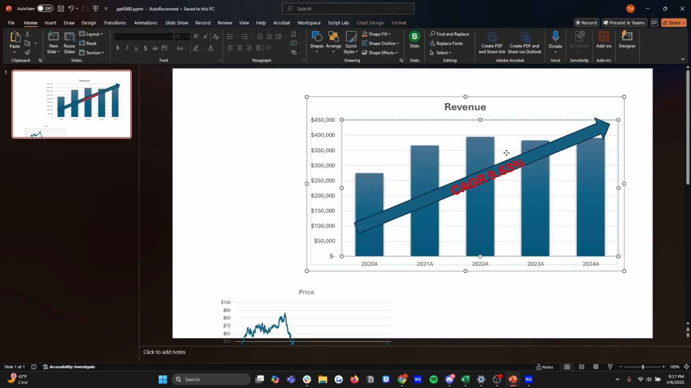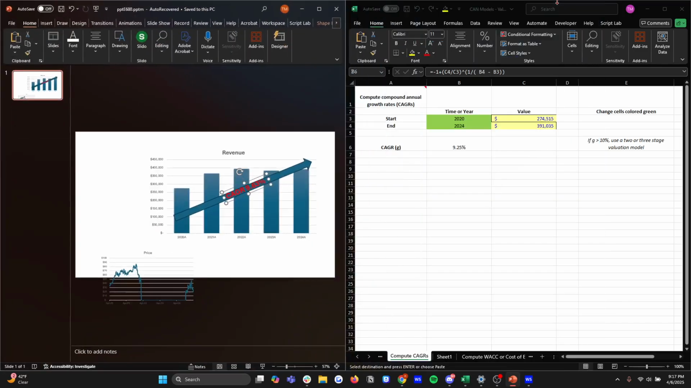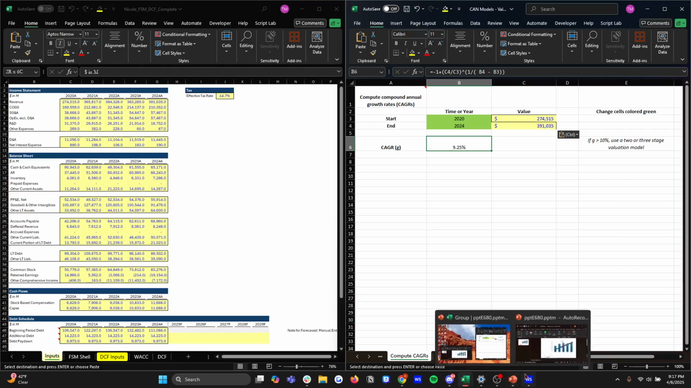But that's the idea. So now you have something to supplement your graphs to contextualize them and say, well, revenue is growing at a compounded annual growth rate of 10.63%. And you have all the resources to do it in a relatively easy manner. Isn't that just so wonderful?